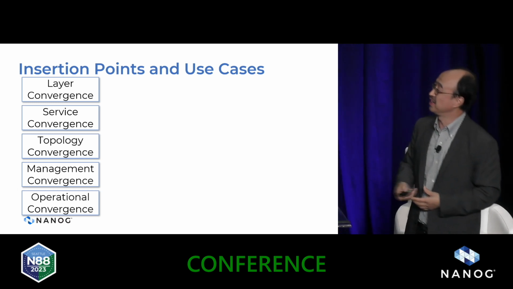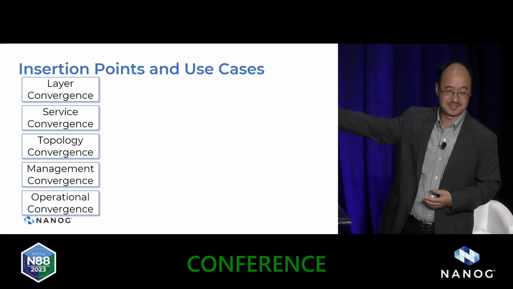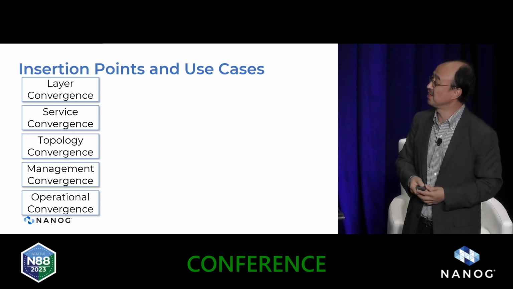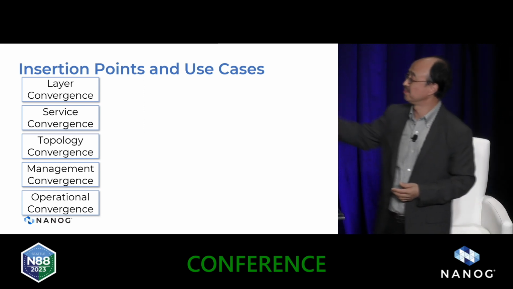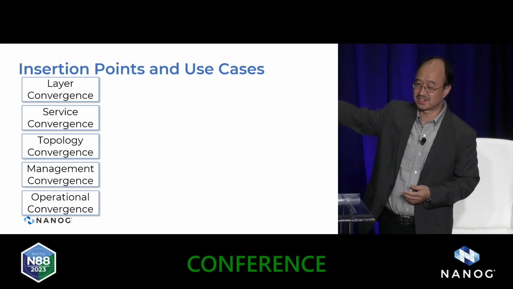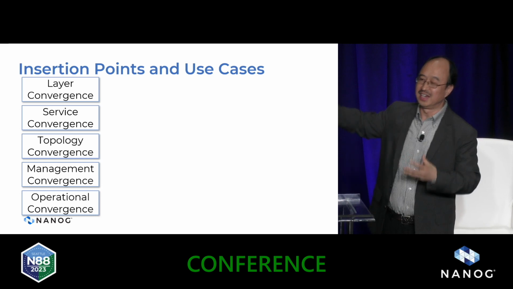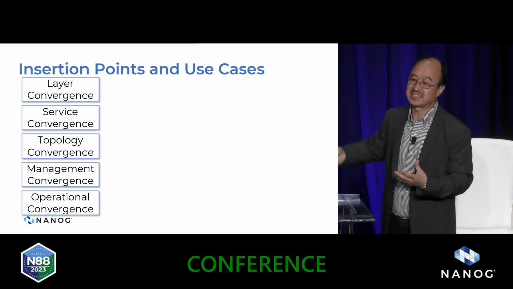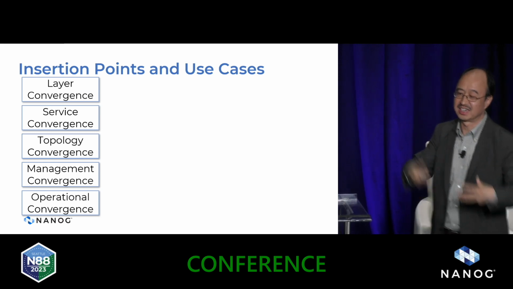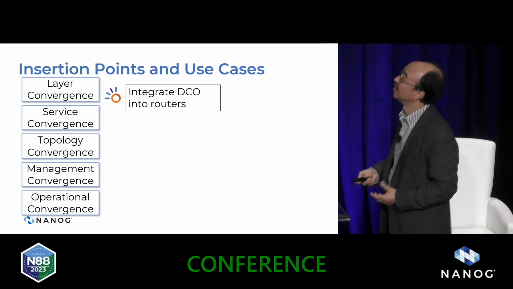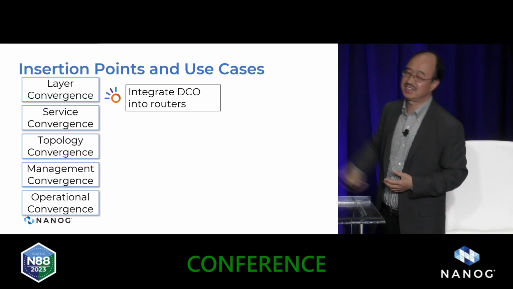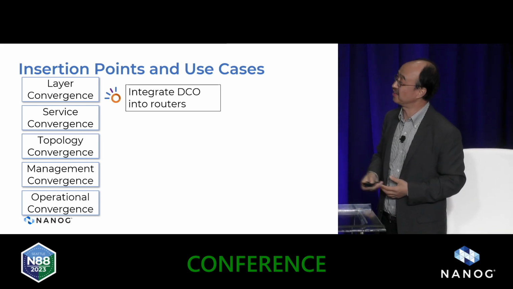We talked about these types of convergences, right? Layer convergence, service convergence, topology convergence, management convergence, operational convergence. We talked through these 5 convergences earlier. Now let's try to find some use cases that will help us to link to those convergence stories that we're building. For example, we're going to spend a little bit more time later on integrating digital coherent optics into routers.